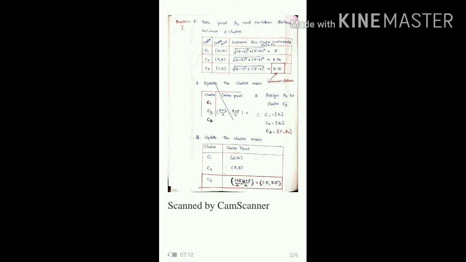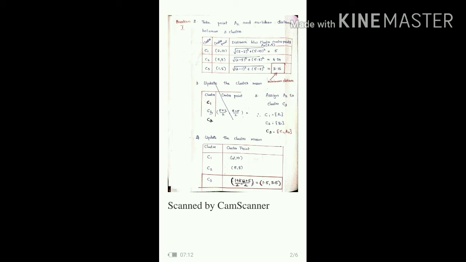So C1 contains only the element A1, C2 contains only the element B1, and C3 contains two elements, that is C1 and A2. After assigning an object to a particular cluster, we have to recalculate the mean value. So we update the cluster mean: C3 is updated by (1 plus 2) by 2 for the x points, and (2 plus 5) by 2 for the y points. So the new mean value is (1.5, 3.5).